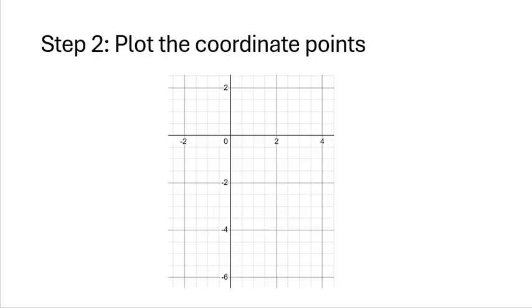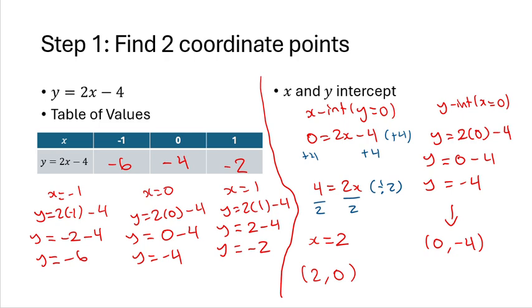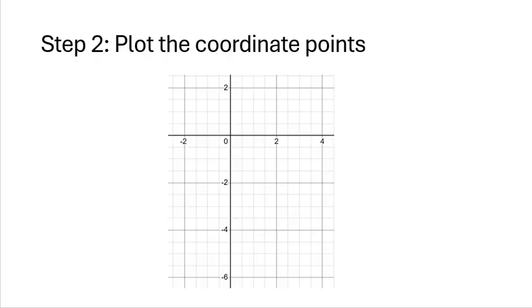Okay? Step 2 is plotting your coordinate points. Now, I am going to use the x and the y intercept method, because that's the one that I want people to learn and to focus on. So I've got my coordinate points 2, 0. I'll just plot it. So 2, 0, and then I've got 0, negative 4. So just plot them for now.